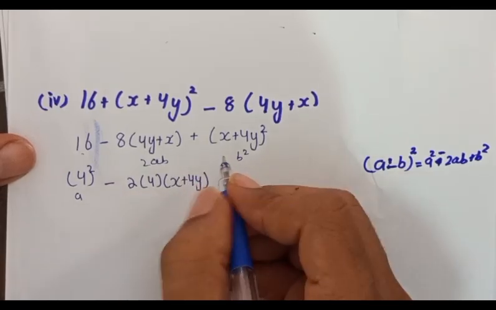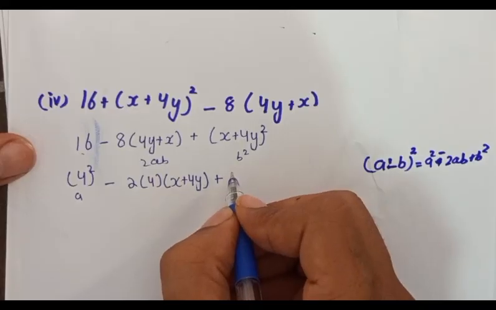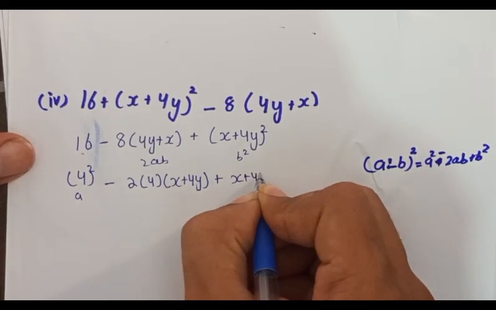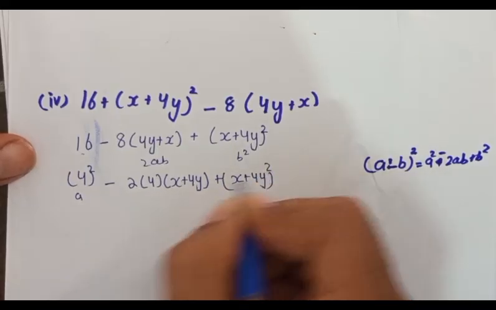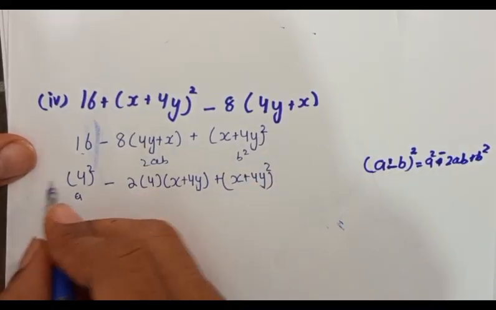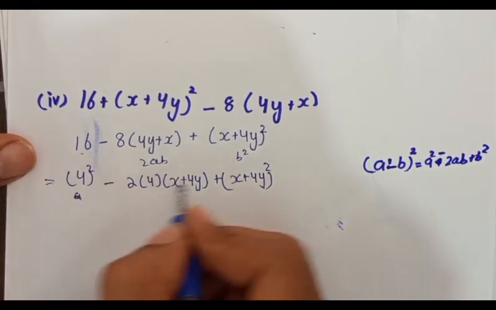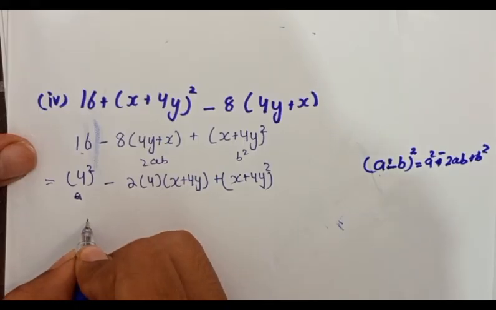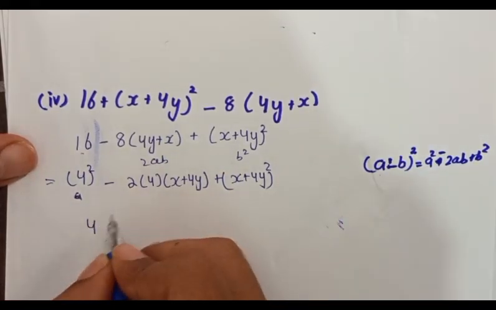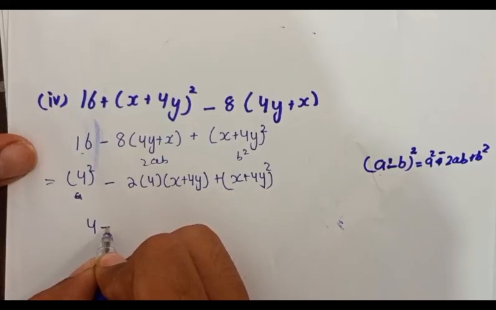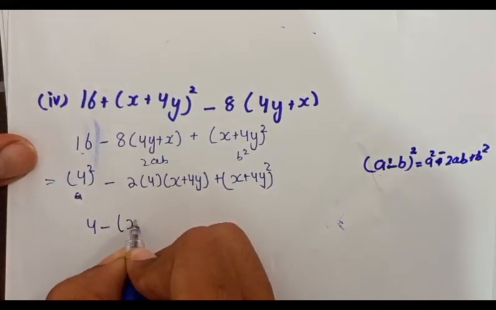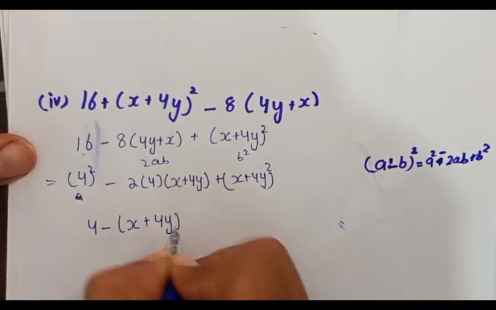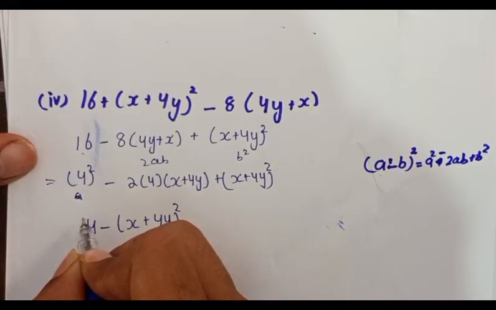Plus, what is remaining? B square is remaining, x plus 4y all square. Now it is the expanded form, so I write it in shorter form. First of all I write 4. What is my a? A is my 4 minus, what is my b? B is x plus 4y all square.